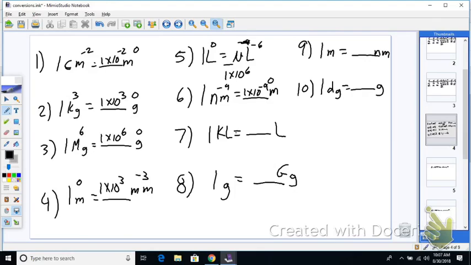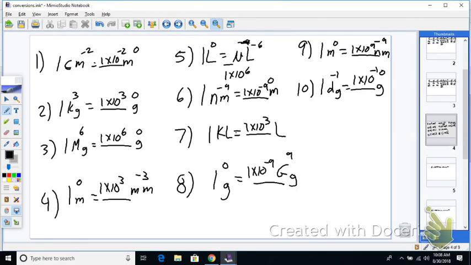Kiloliter to liter, that should be 1 times 10 to the third. Grams to gigagrams, this is 0. This is to the 9. So now the 1's in front of the smaller unit, so this would be 1 times 10 to the minus 9. Meters to nanometers, this would be 0 minus 9, so that would be 1 times 10 to the 9th. And then on this one, this is negative 1, this is 0, so that would be 1 times 10 to the minus 1. Okay? So you can look those over.